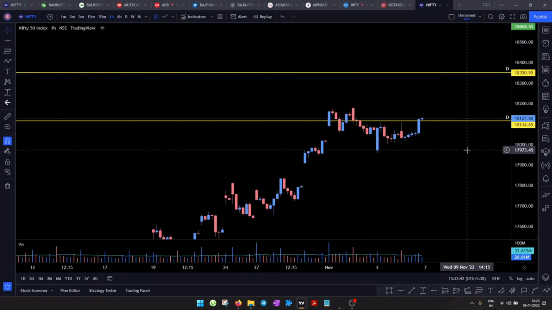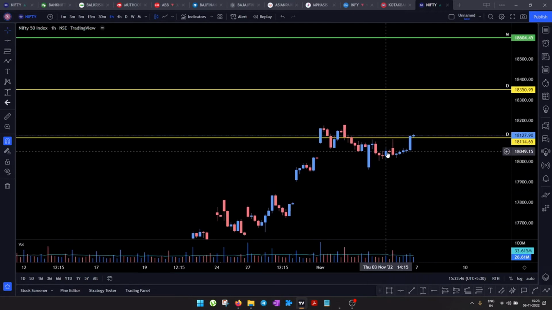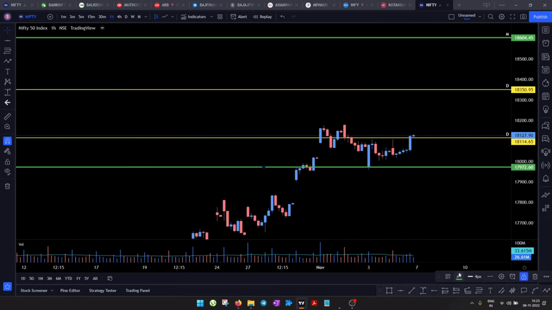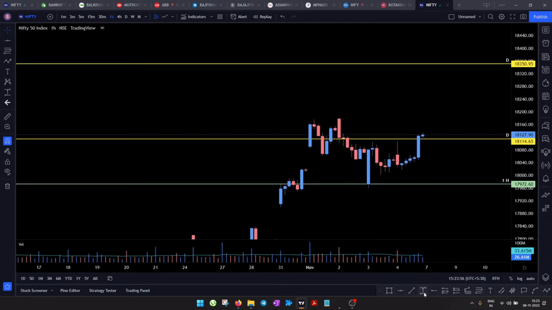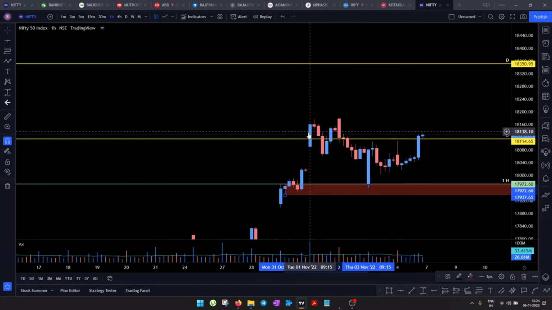And now we come to the hourly and see what the levels look like, and probably what is available to us for marking and trading on Monday, right? So this particular level here, I think this is a very strong demand, and this demand has been there since earlier, right? And all these levels, right?